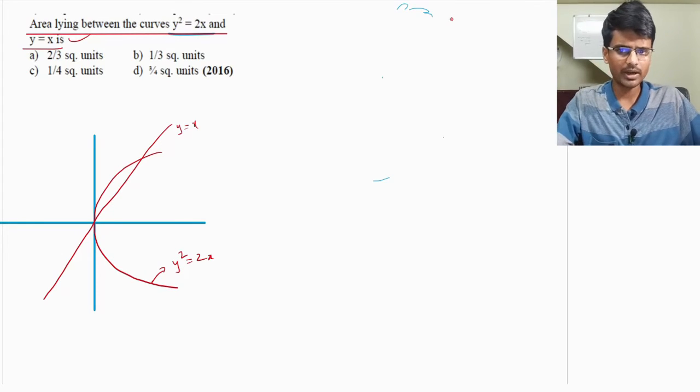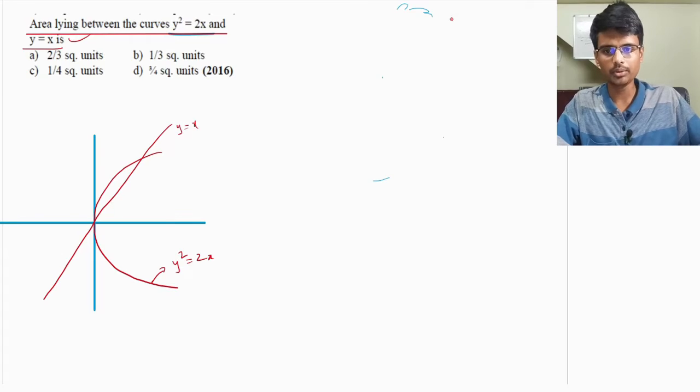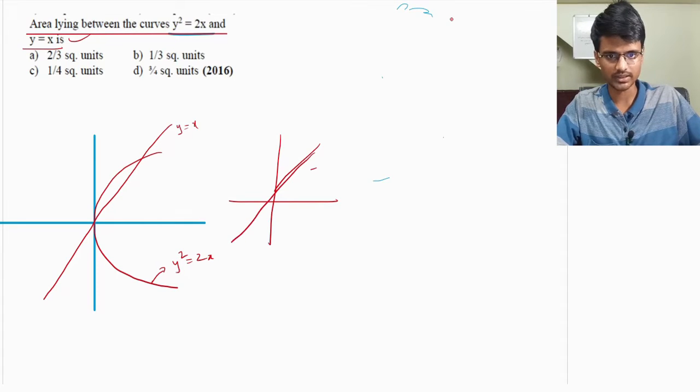So you might get a question, sir, how did you know that this y equal to x line is like this and not like this? It could be like this also, no? This is my y equal to x and my parabola could be like this. So the point of intersection is only 0 comma 0. This could also be the case. I'll just redraw this.